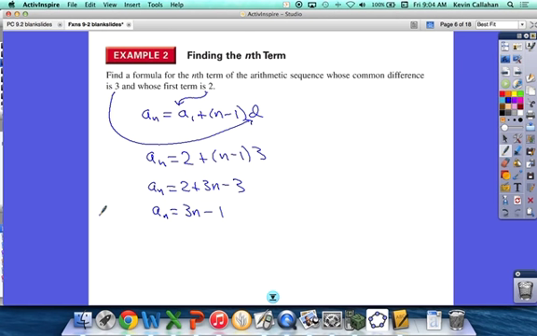Now, you can check that a little. I mean, you could at least see, would this give me the right first term if I use this formula? a1 should be 3 times 1 minus 1. Right? That'd be 3 minus 1 is 2. So at least it's getting the first term right. If it didn't get the first term right, we go back to the drawing board.